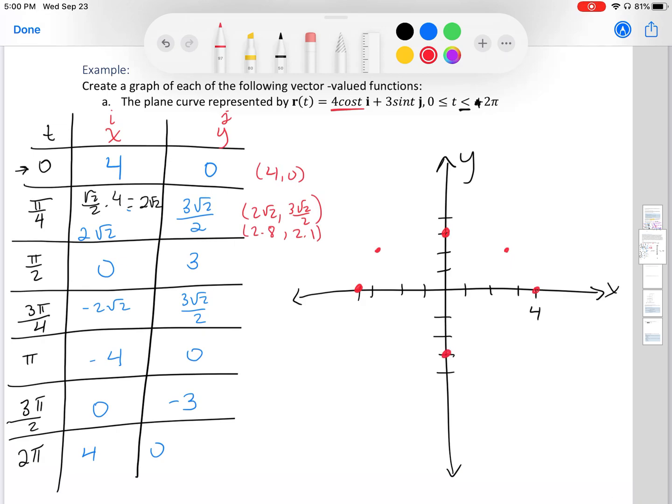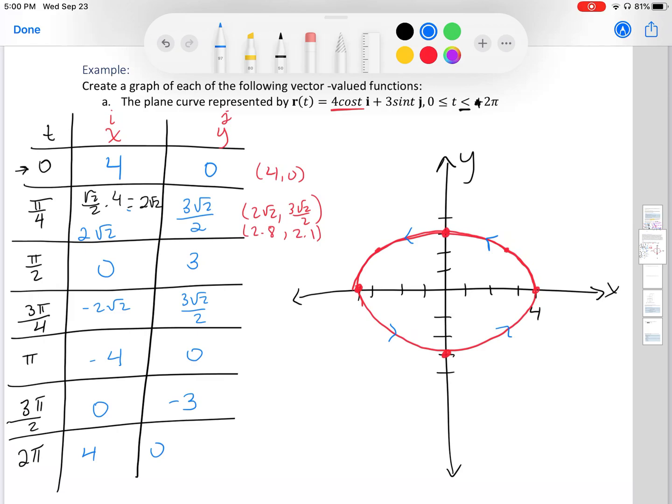And so you can see it kind of starts skipping points at the bottom half. But you see that it starts forming something like an ellipse, right? This is our graph. Now, because it's a parameter, we have to include a direction. So you just draw a little arrow showing which way it's going. And there we have it, our vector valued function.